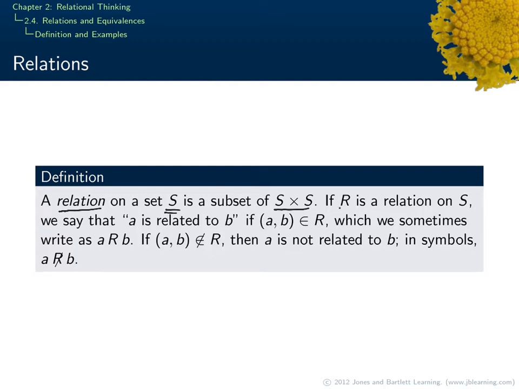So if R is a relation on S, we can say that an element A in S is related to B in S if the corresponding ordered pair, A comma B, is in the subset R of S cross S. Oftentimes, instead of writing ordered pairs like this to indicate that two elements of S are related, we're going to write just A R B to indicate that they are related. And if they're not related, as in here, then we write A R B with a slash through the R.